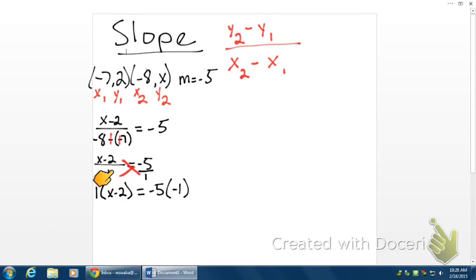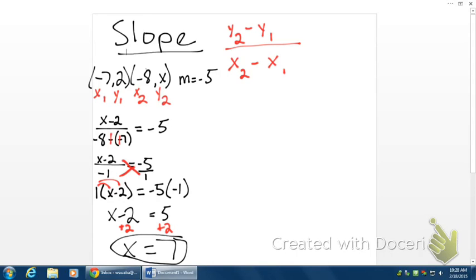All I did was cross multiply x minus 2 times 1, and negative 5 times a negative 1. So now from here, we're going to simplify. Negative 5 times negative 1 gives me a positive 5. And if you distribute this 1, all you're going to get is x minus 2. The last thing you need to do is what? Add 2 to both sides. And x is going to be equal to 7. That's your answer.